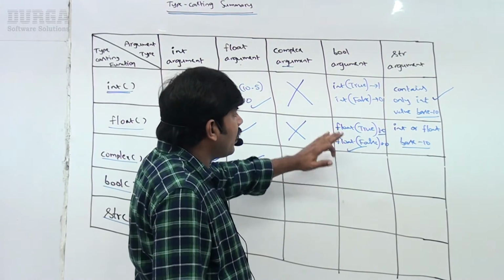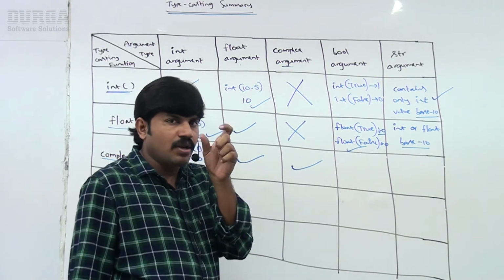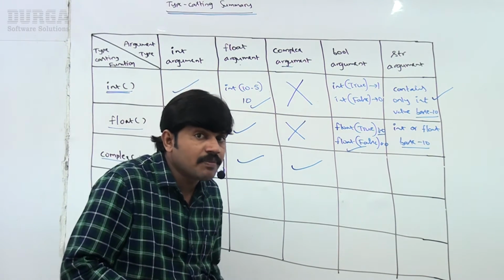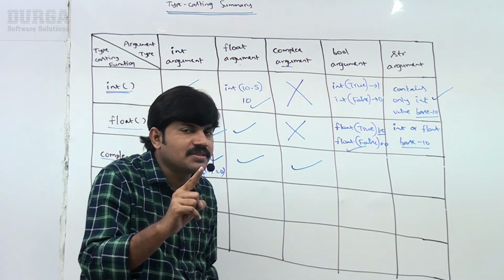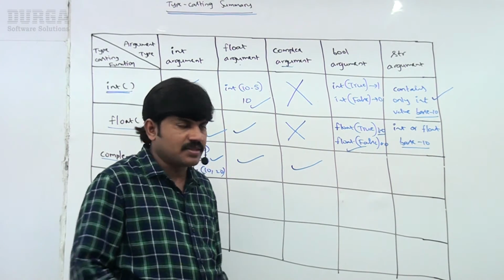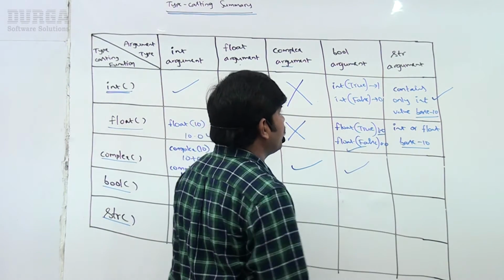So, bool argument. If you pass a bool argument, true, it will become only one argument, the real part. Of course, its internal value 1 will be considered if it is true. If it is false, 0 will be considered. Yes, possible. I will explain with an example.